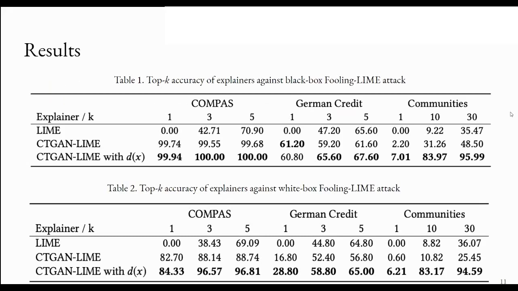The following table displays the results of the experiments. For each dataset, we vary K for measuring top K accuracy. Note that since communities and crime has 100 features, we select 1, 10, and 30 as our values for K. As you can see, in both black box and white box settings, CT-GAN Lime demonstrates higher accuracy compared to vanilla Lime. Moreover, when comparing black box and white box accuracies, we observe that the accuracy of CT-GAN Lime decreases against white box attacks, suggesting that this attack is indeed stronger. We also note that CT-GAN Lime accuracy increases when coupled with the discriminator, which indicates the benefits of filtering low-quality samples from the generator.